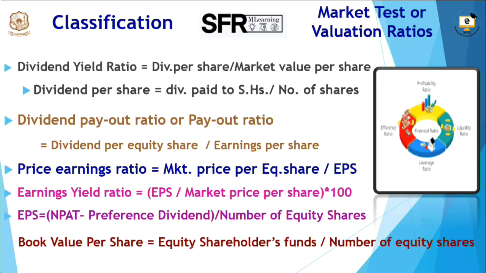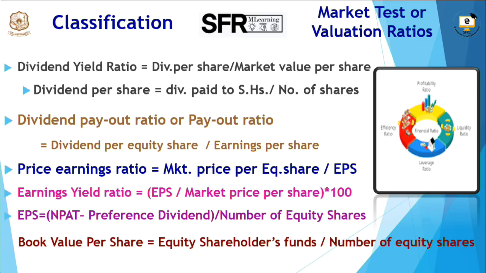Then price earning ratio. It studies the ratio between the market price per equity share and earnings per share. It is widely used by investors to decide whether or not to buy shares of a particular company. So it is very essential. Price earning ratio is equal to market price per equity share divided by earnings per share. Then earnings yield ratio: earnings per share divided by market price per share, expressed as a percentage, so multiplied by 100.